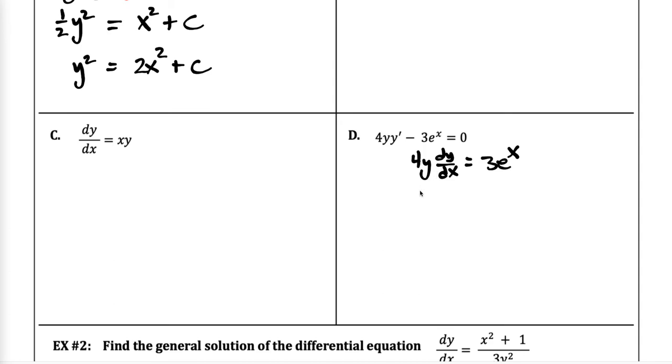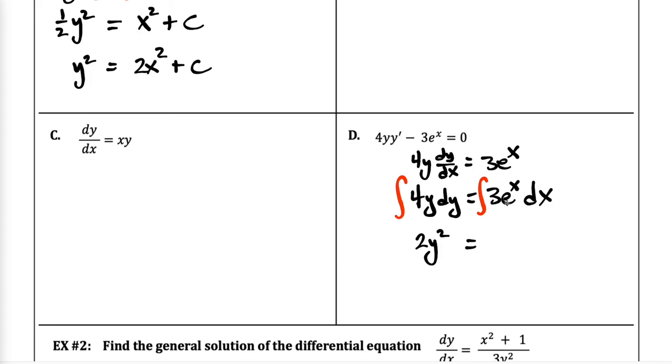Okay, so I'm going to multiply by dx. So I'll say 4y dy is 3e to the x dx, and then integrate to solve. What do we have? 2y squared. So add 1 to the power, divide by 2. 3e to the x. If I integrate that, it's also 3e to the x, which feels wrong, but it's correct.